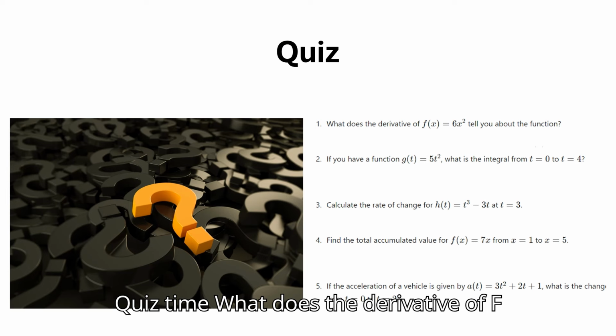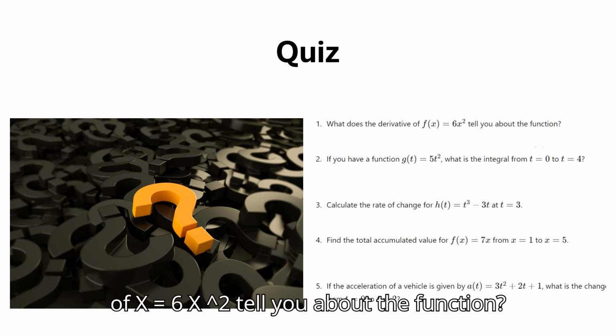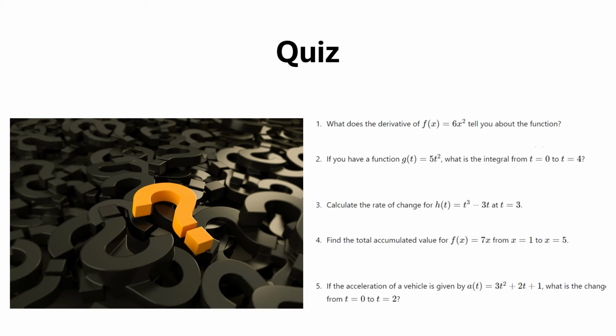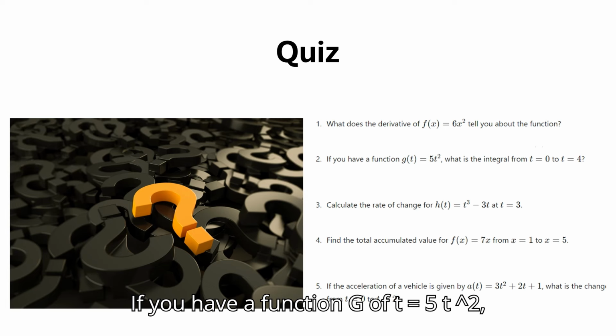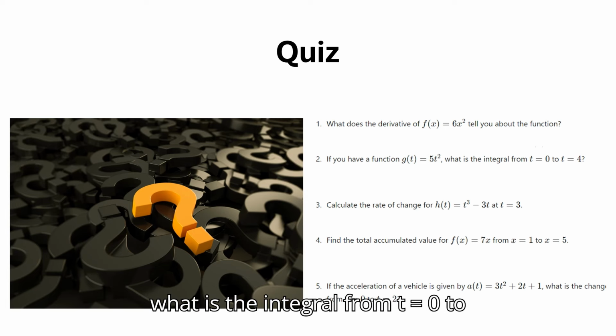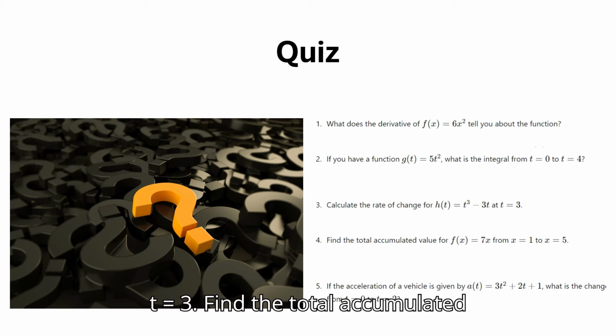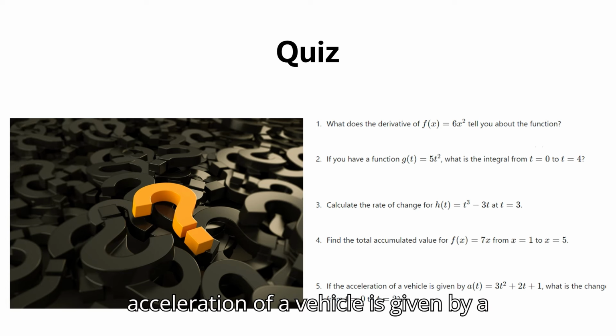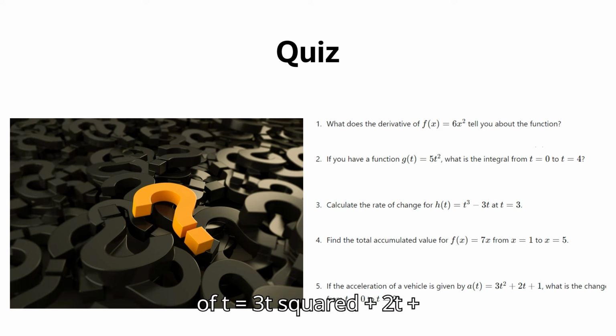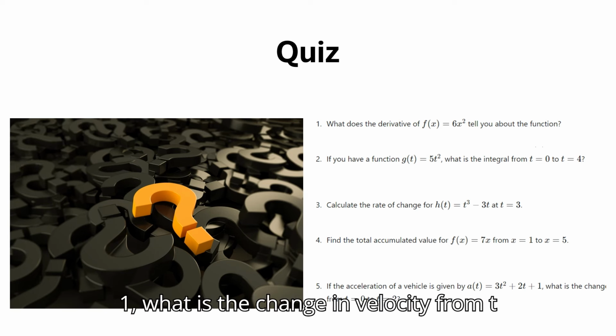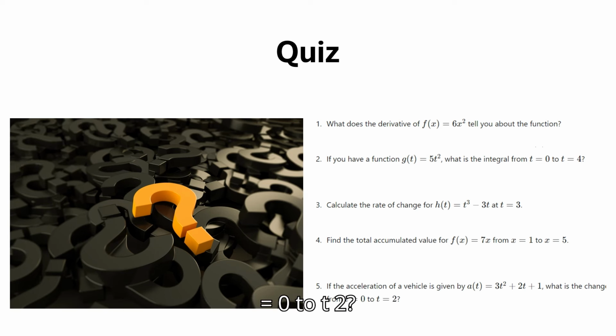Quiz time. What does the derivative of f of x equals 6x squared tell you about the function? If you have a function g of t equals 5t squared, what is the integral from t equals 0 to t equals 4? Calculate the rate of change for h of t equals t cubed minus 3t at t equals 3. Find the total accumulated value for f of x equals 7x from x equals 1 to x equals 5. If the acceleration of a vehicle is given by f of t equals 3t squared plus 2t plus 1, what is the change in velocity from t equals 0 to t equals 2?